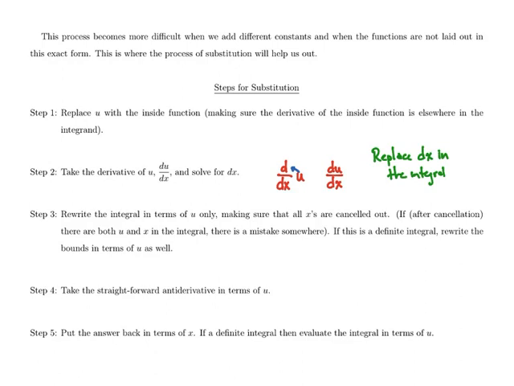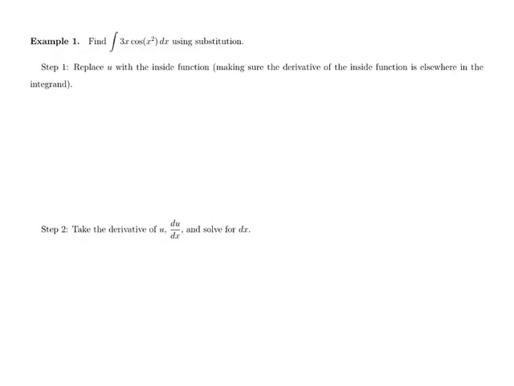Step 4 and step 5 are the easy parts of this problem, and that is we now get to take a straightforward antiderivative in terms of u, and then we're going to put the answer back in terms of x. Or if it's a definite integral, we're going to leave things in terms of u and evaluate the bounds. And we'll see why we're going to do that in an example later on. So now let's look at an example, and we'll go through it very carefully, step by step.